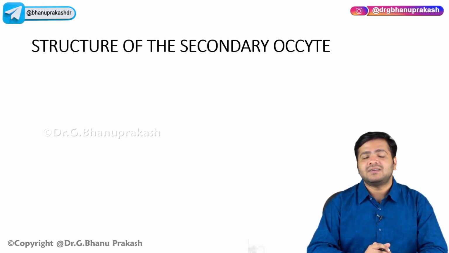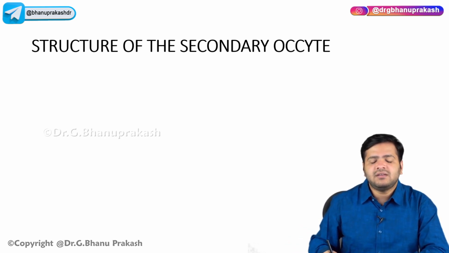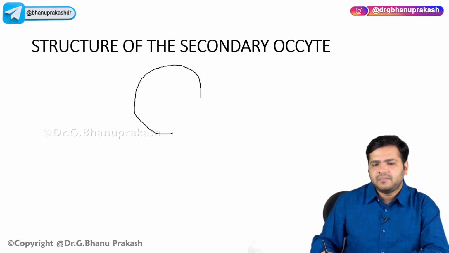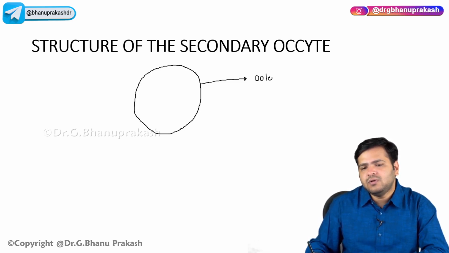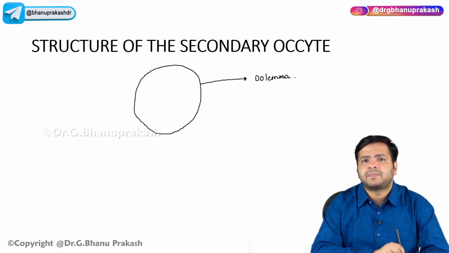Now we will discuss the structure of the secondary oocyte. Let us draw a diagram to understand it. We already know that the secondary oocyte is just like a cell. The plasma membrane of the secondary oocyte is also called the oolemma.